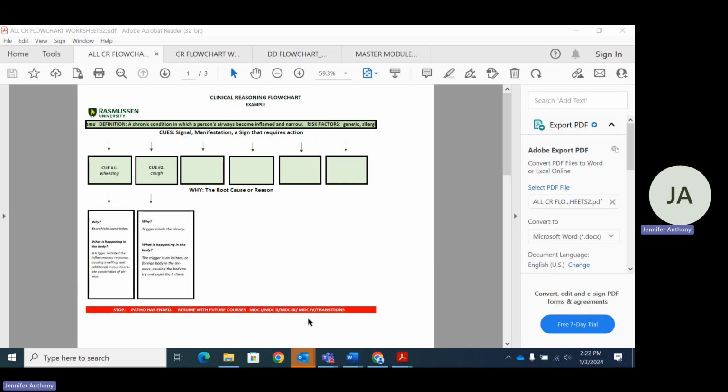Now, obviously, I picked a very simple, very basic disease process or disorder, but you can use this in any course. So encourage your students. Tell them when you get to mental health, schizophrenia, what is it? What are your cues? Why do you see them? That is the beginning portion.